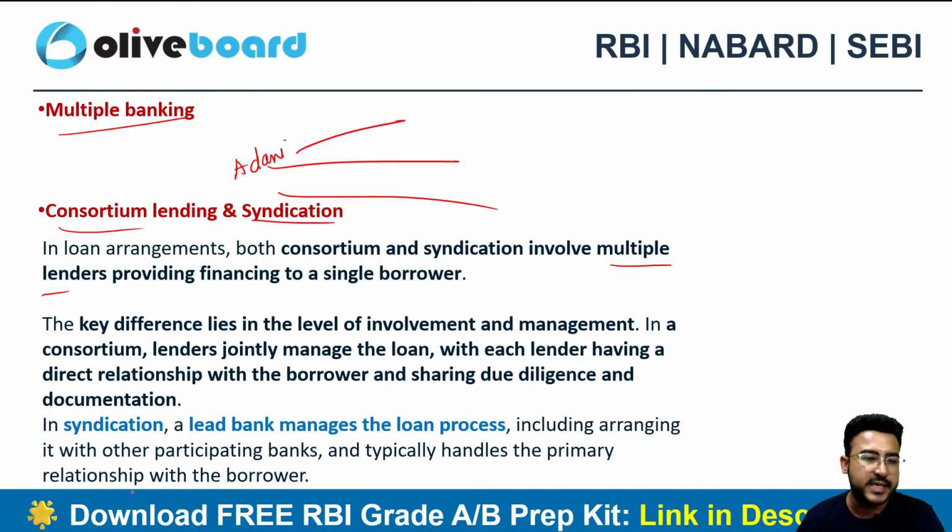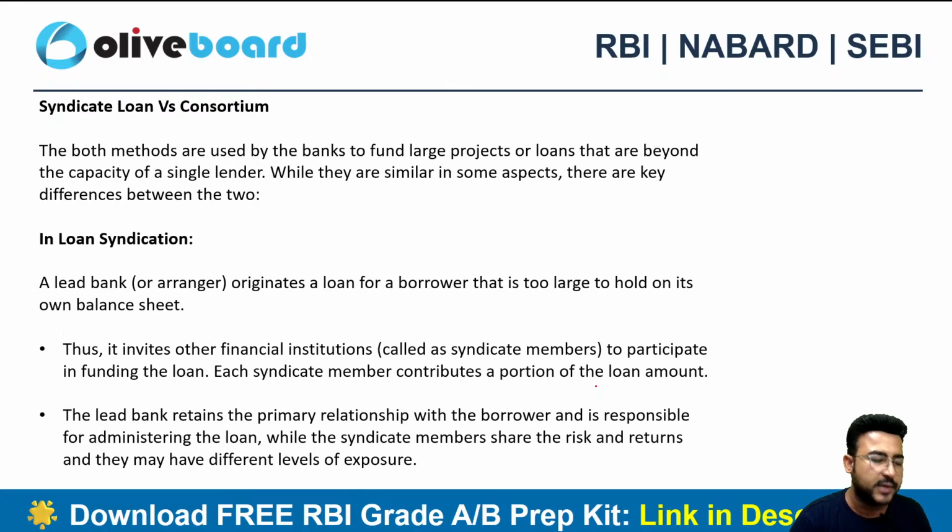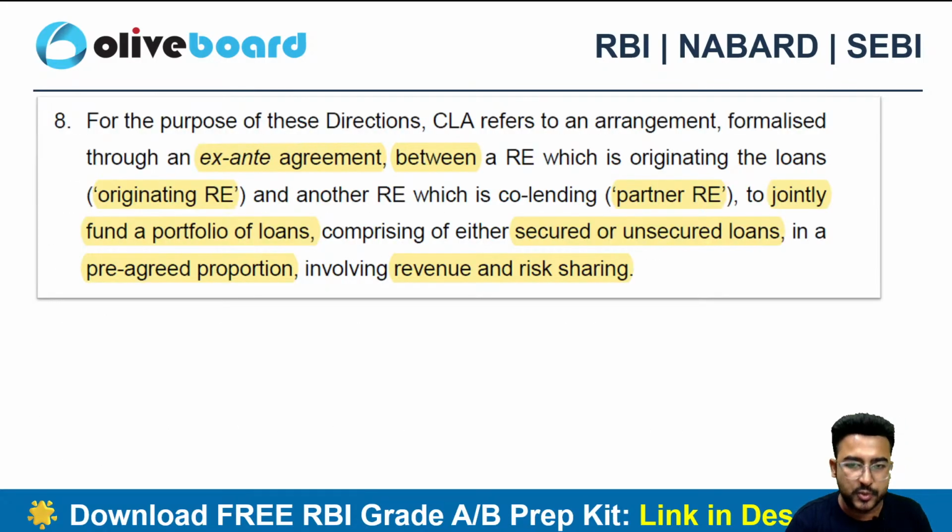And if I talk about the syndication, there is an appointment of lead banker who will lead the entire loan process, right? Whereas in case of consortium lending, they are sharing the roles and responsibility, right? So that's what the major difference is between syndication versus the consortium, though we need to remember that co means two. That's why only two lenders can participate in this particular arrangement, right?